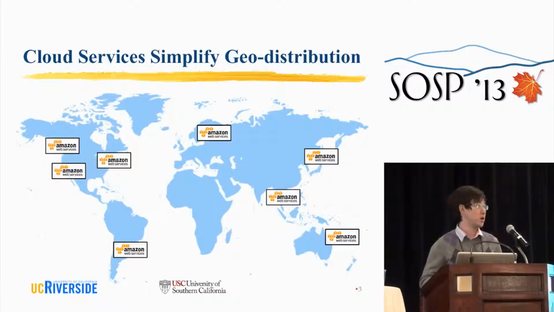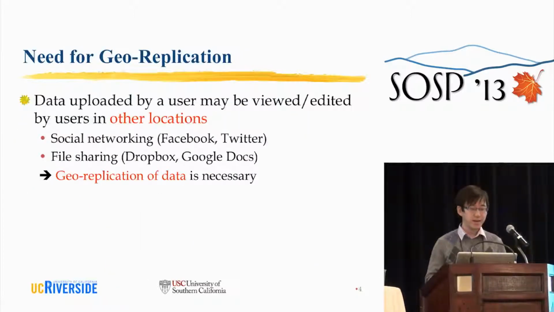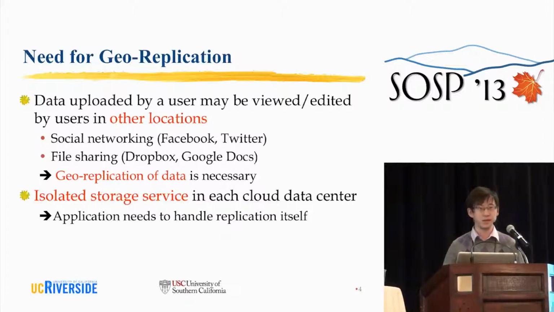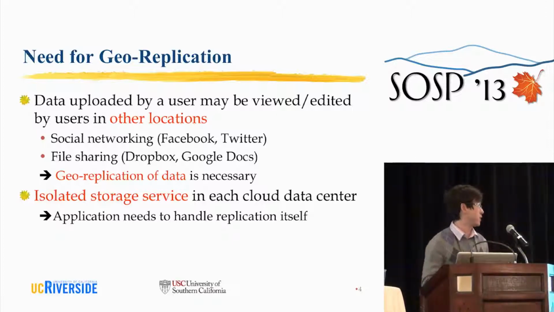But even with the support of a cloud, things are still not easy. Data can be viewed or changed by users from different locations. For example, in Facebook, a user's post can be read by his friends from other countries, or in Dropbox, a file can be shared by users from different locations. This means that not only the application, but also data needs to be geo-replicated. But today, cloud providers only provide an isolated pool of storage in each of their data centers. So when an application makes a request, it needs to specify which data center to use, which leaves replication to the individual application.